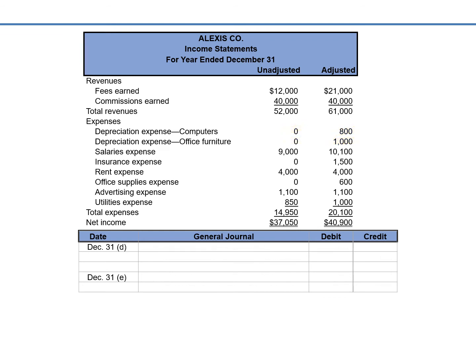The next account is salary expense. We started at 9,000 and need to be at 10,100. To increase our salary expense, we debit 1,100 and we credit salaries payable for 1,100. Then the next account that changed is our insurance expense, from 0 to 1,500. To increase our expense, we debit, and we reduce our prepaid insurance with a credit.